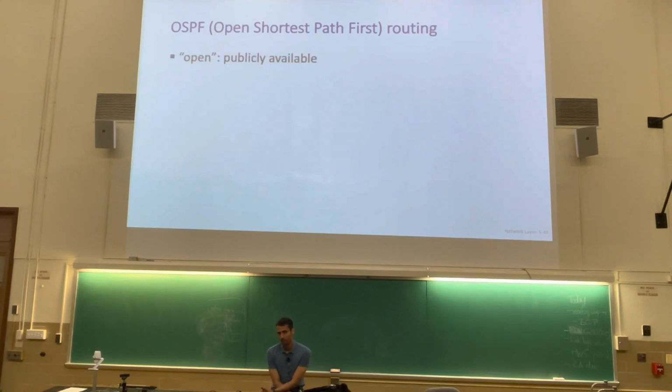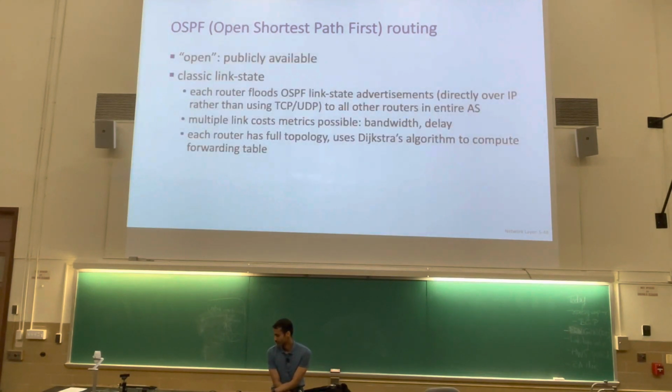So OSPF is open. It's open source, that is. It is a classic link state routing protocol. It's based on flooding link state advertisements. One thing we'll focus on here is what protocols they're using. What transport protocols are they using to send messages? Even with adjacent neighbors, you've got to send messages to adjacent neighbors to flood link state information. What is the protocol? Are they using TCP, UDP style protocols? What protocol are they using?